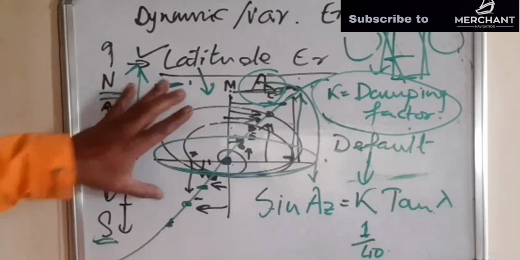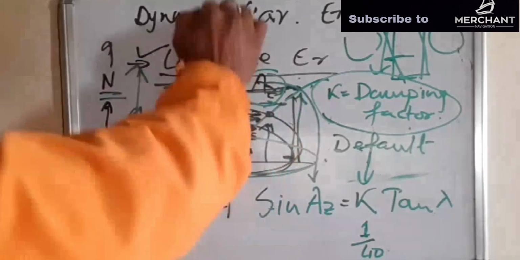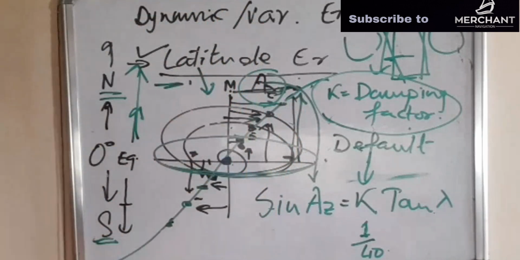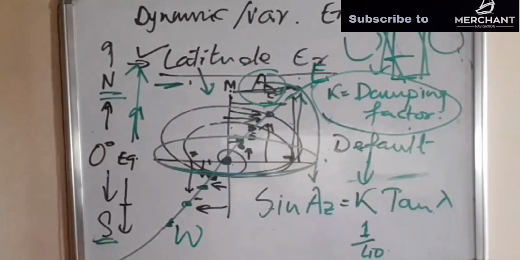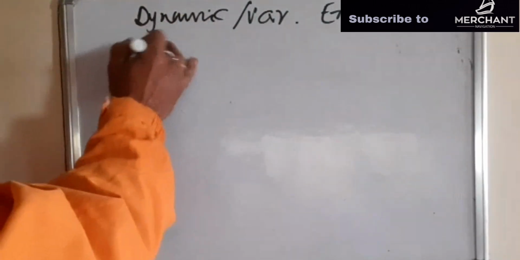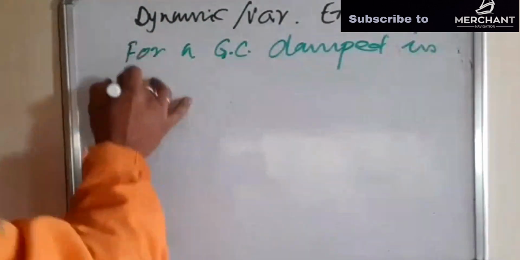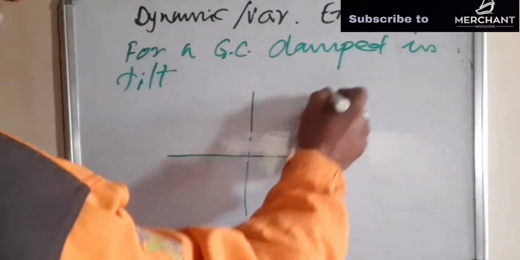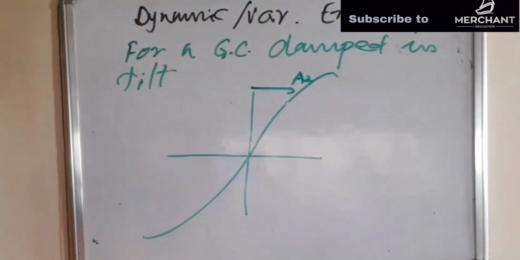So this is the settling curve of a gyro compass which is damped in tilt. Top heavy वाले में होता है ऐसा कि there is easterly error in the northern hemisphere and westerly error in the southern hemisphere. So if we take the settling curve for a compass damped in tilt, the settling curve is like this. Azimuth error east, azimuth error west.